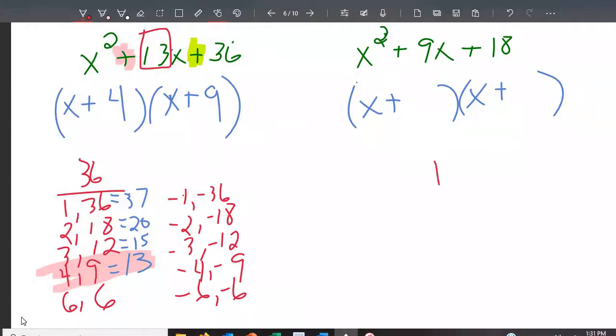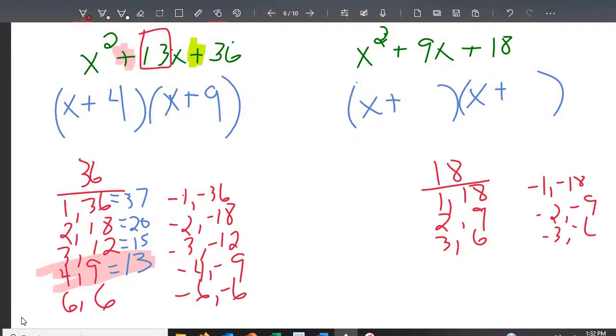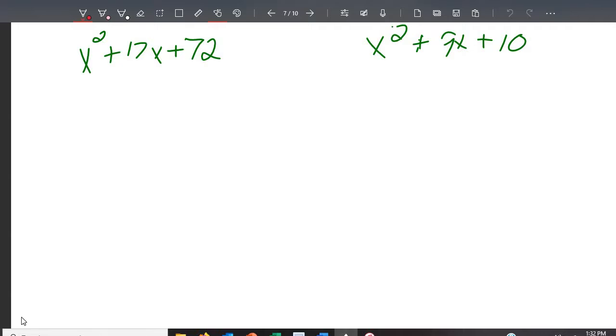Alright, let's do 18. 1 and 18, 2 and 9, 3 and 6, and list them as negatives. Now I'm looking for the pair that adds up to be 9. 3 and 6 give me the 9, so the 3 and the 6 go in the parentheses. So you can always check your answer by doing the FOIL method. That works, so you can check it just to make sure. Alright, let's do 2 more that have a plus sign at the end, and they have plus signs in the middle.